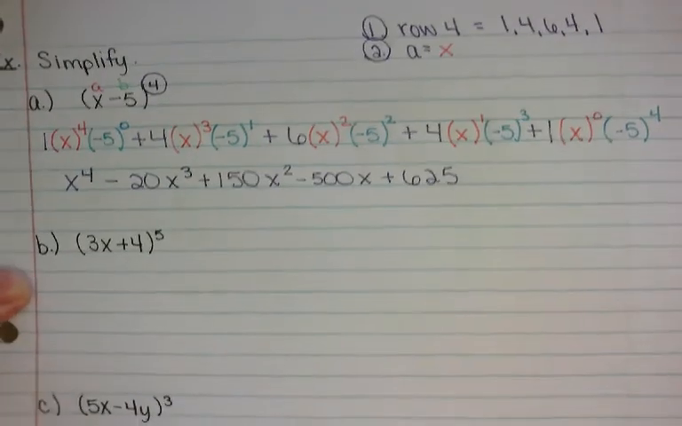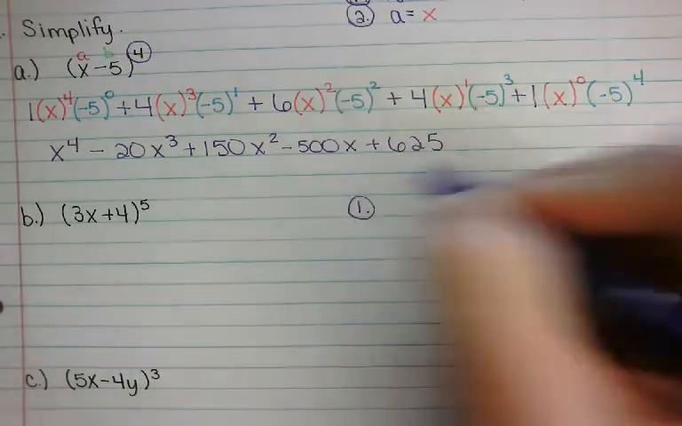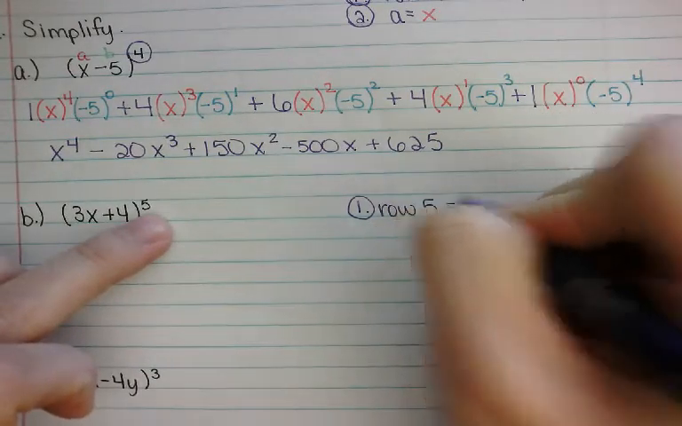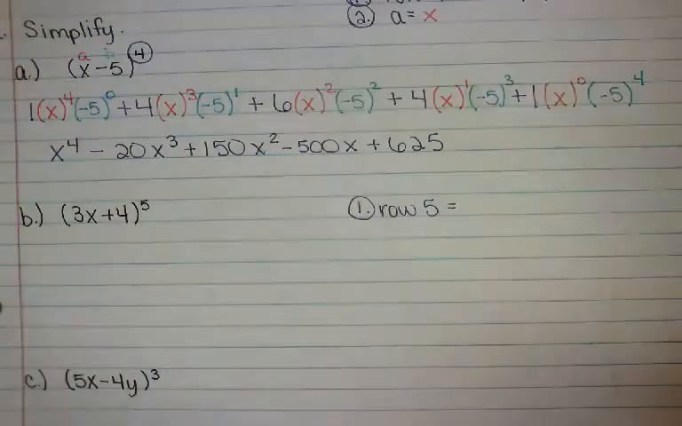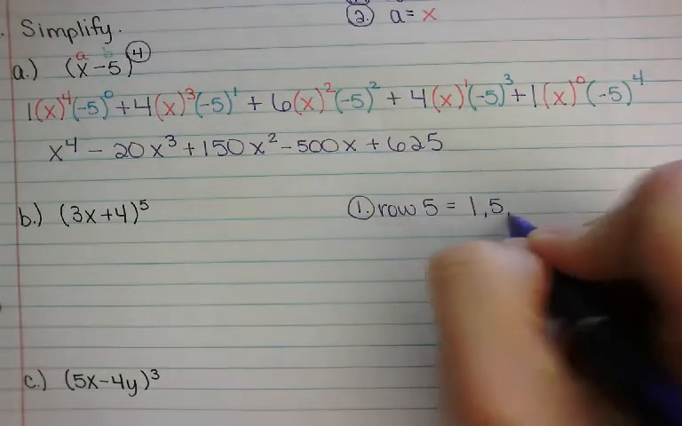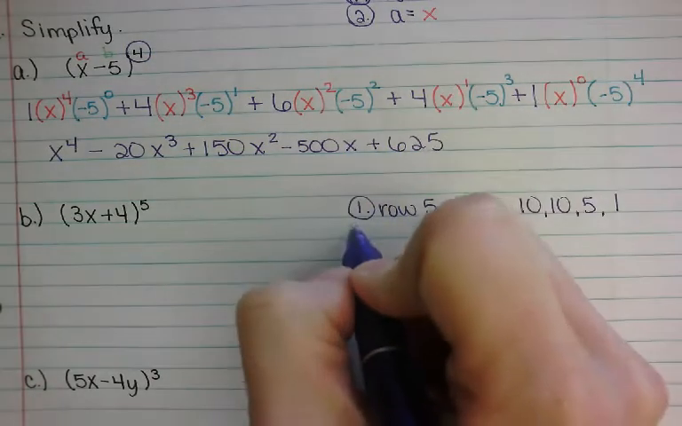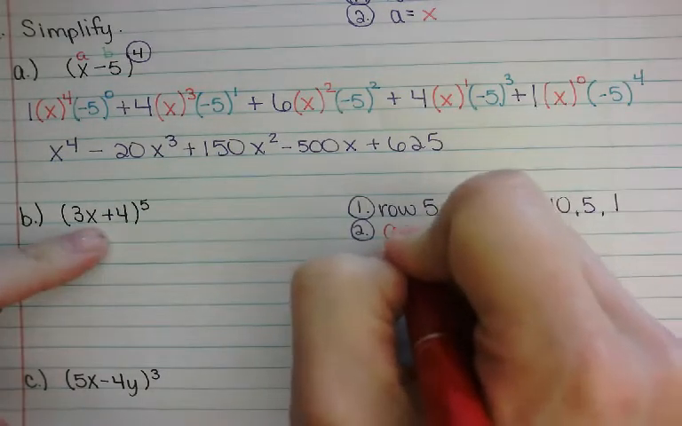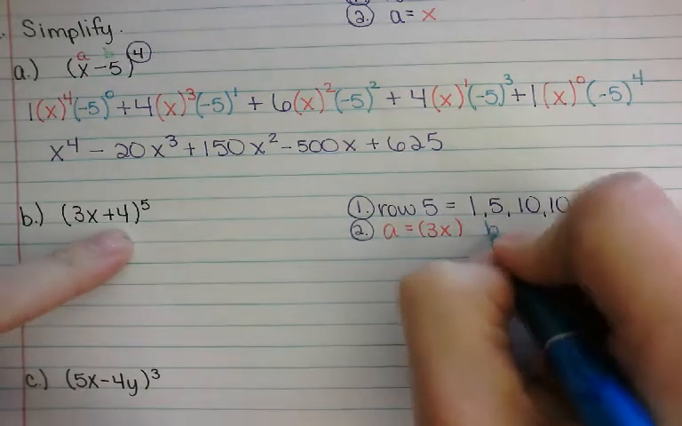Okay, so let's look at another example. First thing, figure out what your coefficients are going to be. So we're going to be in row 5. All right, and row 5 is going to have the coefficients 1, 5, 10, 10, 5, and 1. Okay. Next, I'm going to figure out what my A is. So on this one, our A term is the 3x, and our B term is the 4.